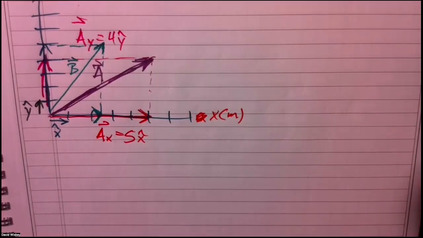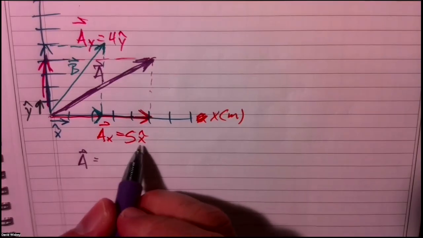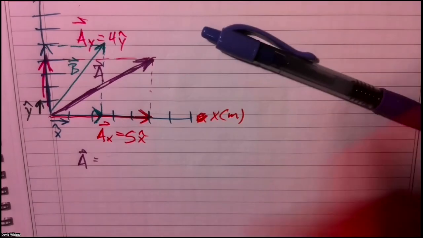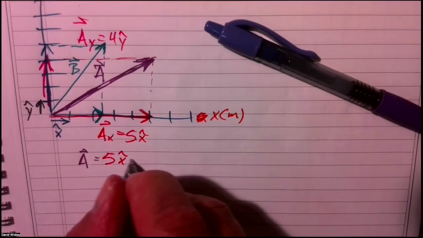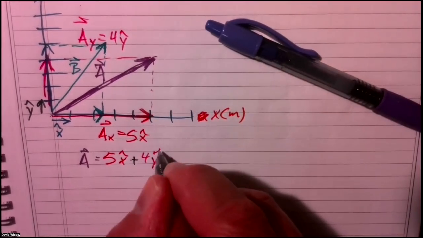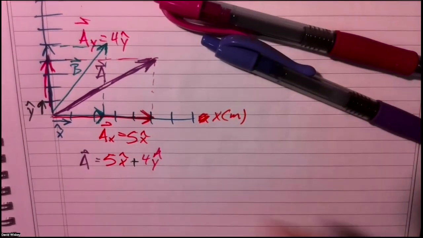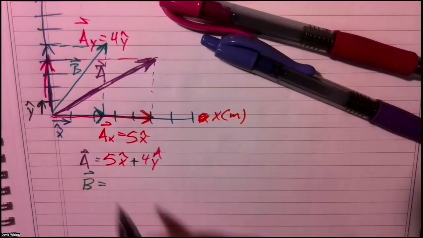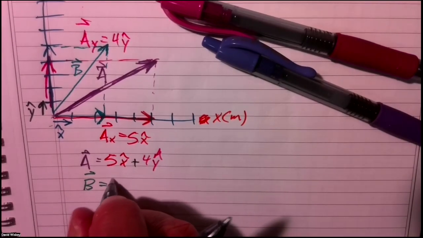All right, let's write the vector A. I'm writing the whole thing out in its full glory. We've got 5 x hat plus 4 y hat. That is A. And then vector B is going to equal, and what is that? That's 2.3, no, about 2.4. I'm pretty sure it's 2.4.